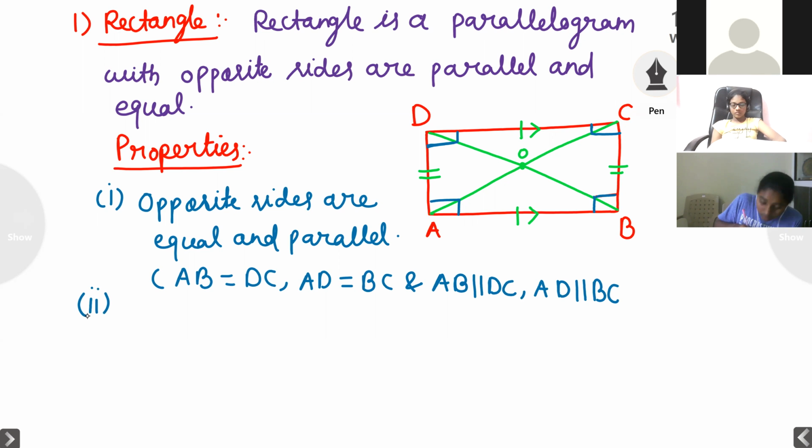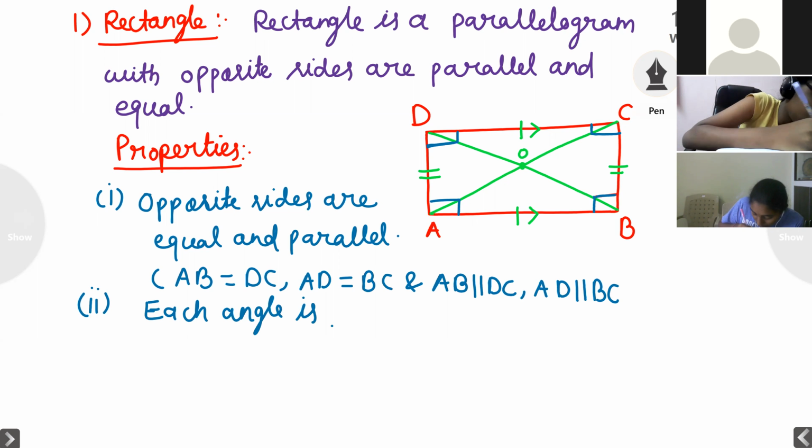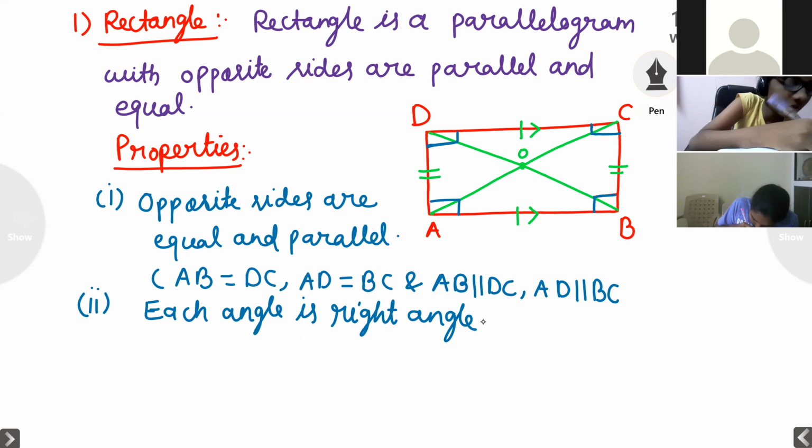Second property, each angle is a right angle. Note down, each angle is a right angle. It means 90 degrees. Next, third property, diagonals are equal.